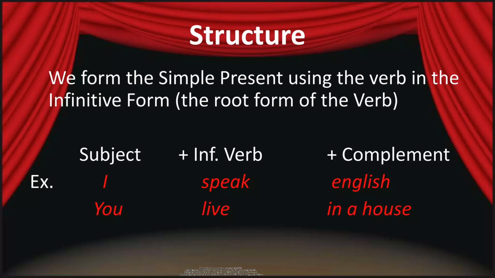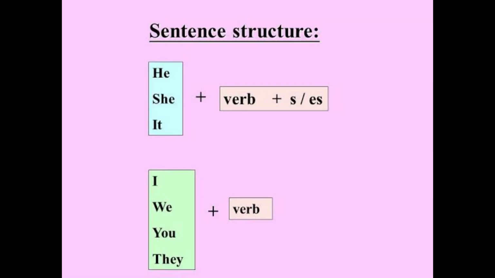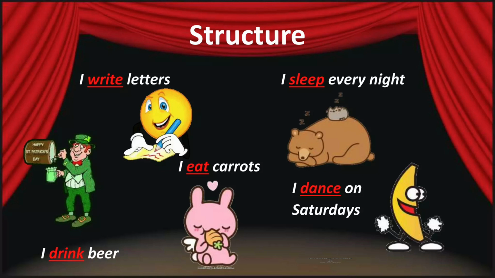Now, let's move towards sentence structure. Subject plus present form or first form of verb plus object or complement. Subject means the doer of an action, and in Urdu it is called faail. Object means the receiver of an action, and in Urdu it is called maf'ool. There are some rules for it.